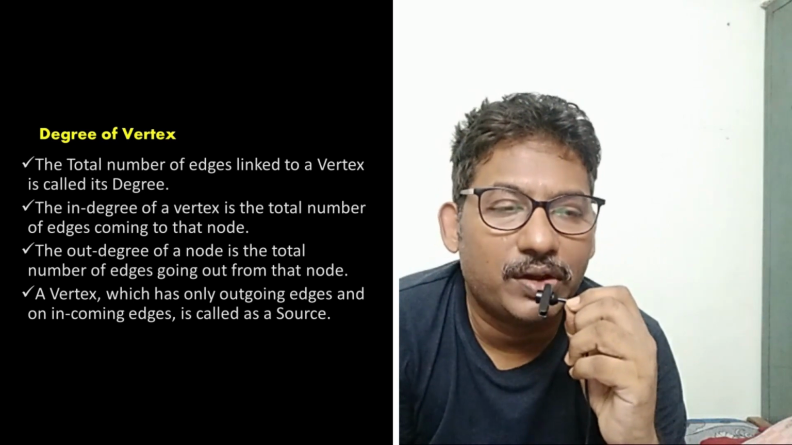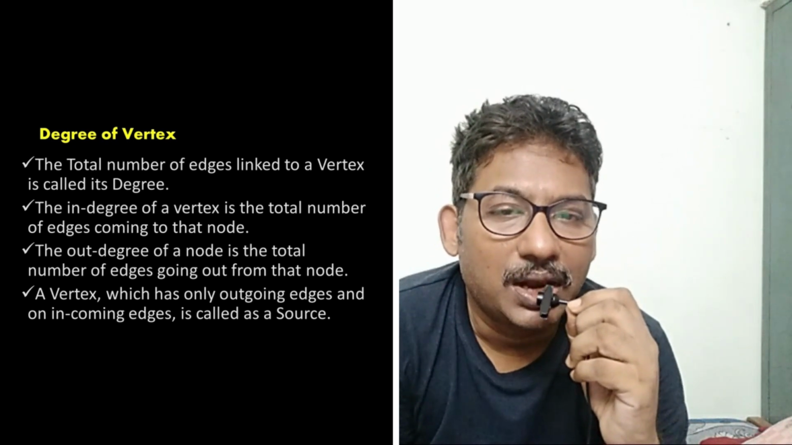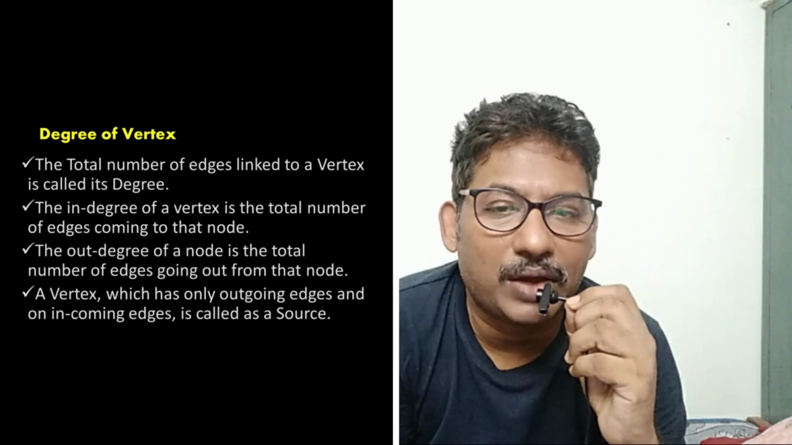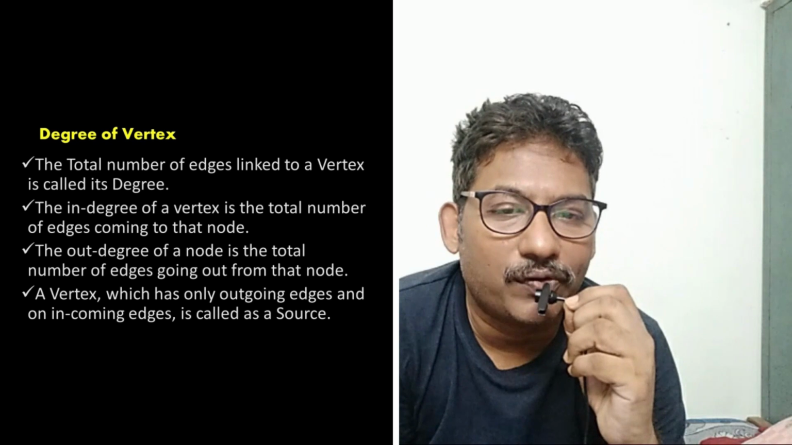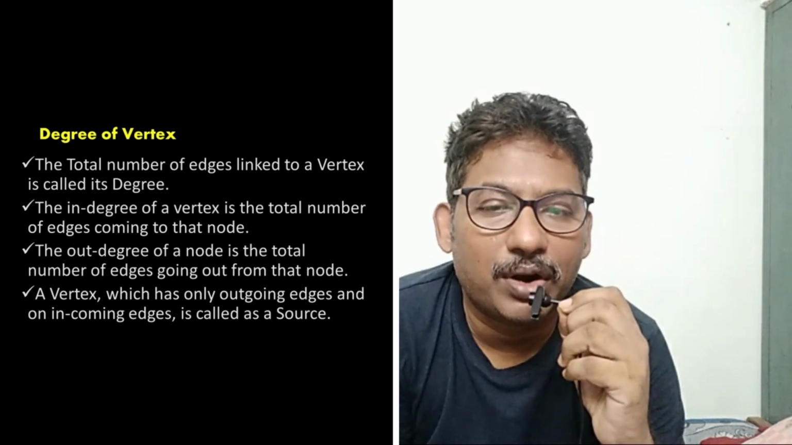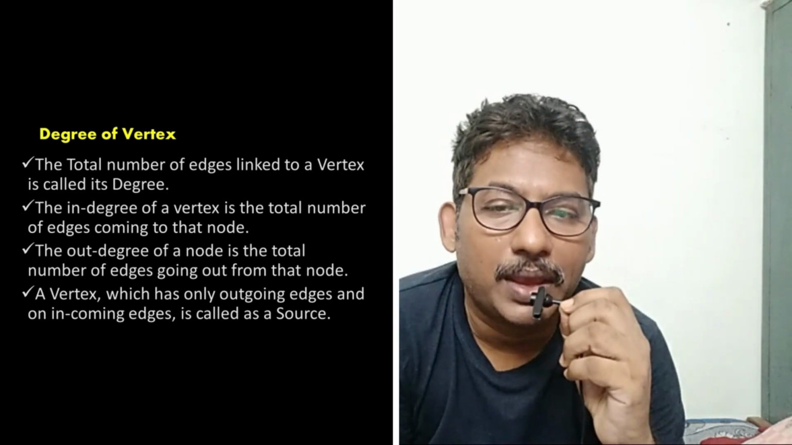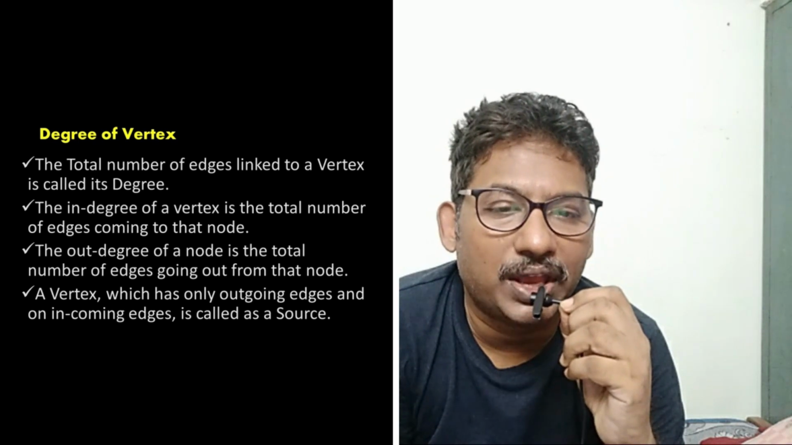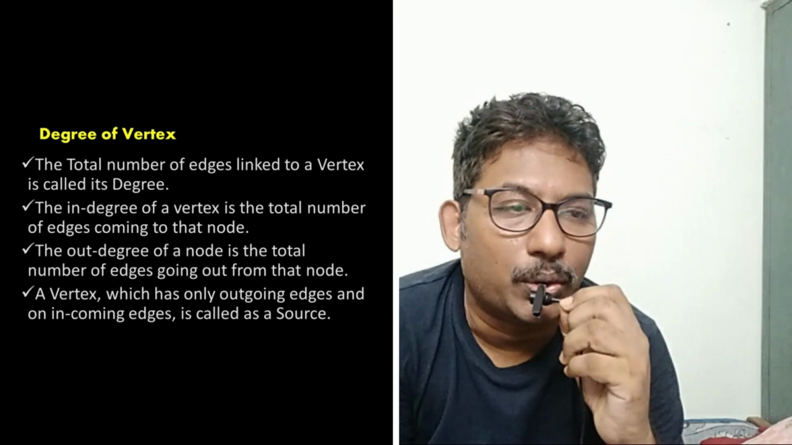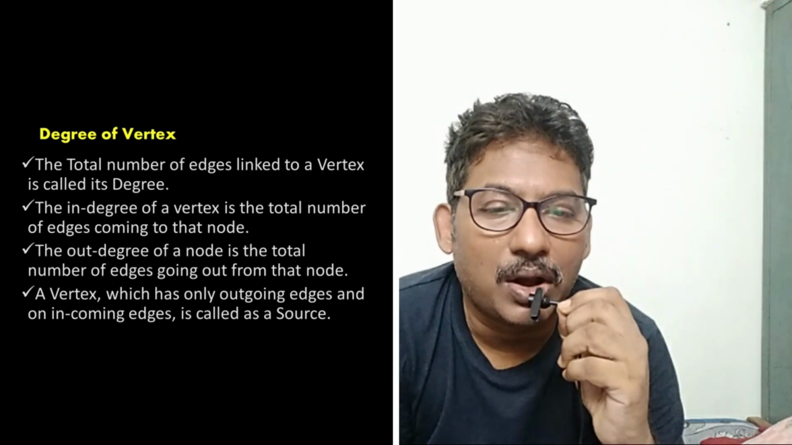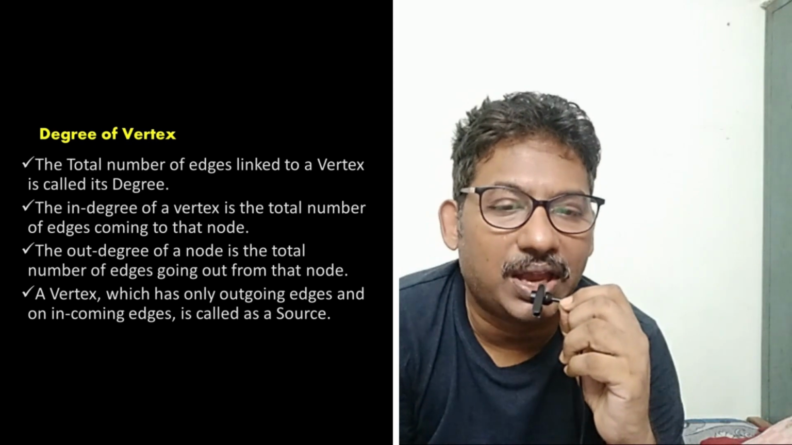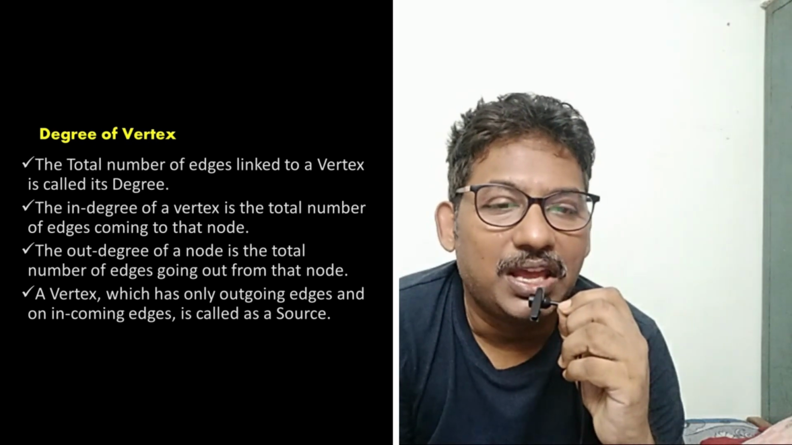The degree of a vertex, the total number of edges linked to a vertex, is called its degree. The in degree of a vertex is the total number of edges coming to a node, and the out degree of a node is the total number of edges going out of that particular node. A vertex which has only outgoing edges and no incoming edges is called a source.